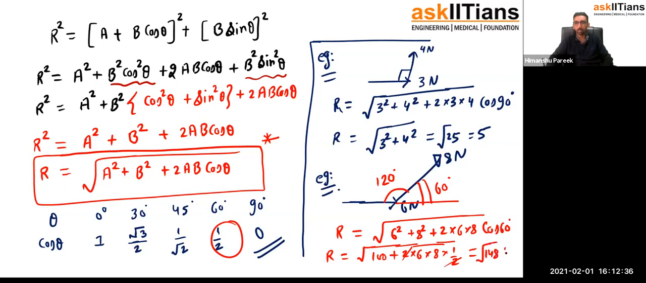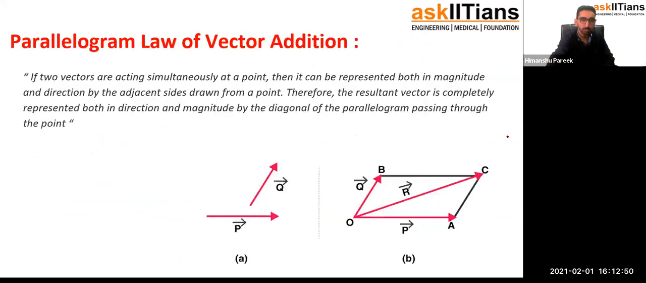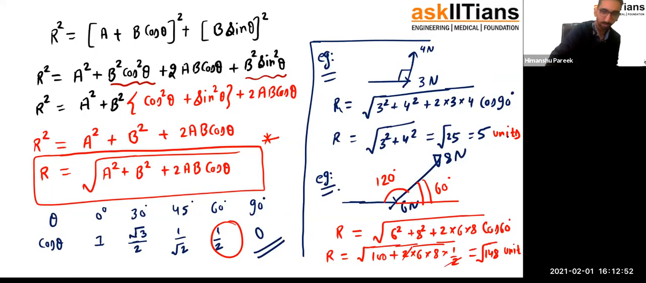Whatever is the unit here, that would be coming. Suppose you are adding two forces, then Newton. Suppose you are adding displacement, then meter, like that. All right. So that is the addition of two vectors using the resultant method, the vector method. Okay. The triangle law of vector addition. I hope you have got my point. So in the triangle law of vector addition, we have to use this Pythagoras theorem to derive it.